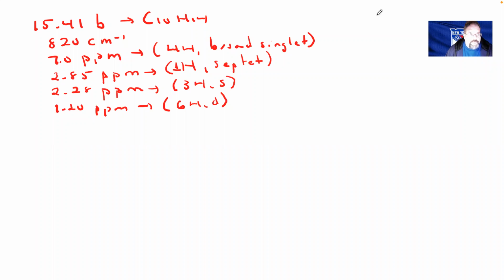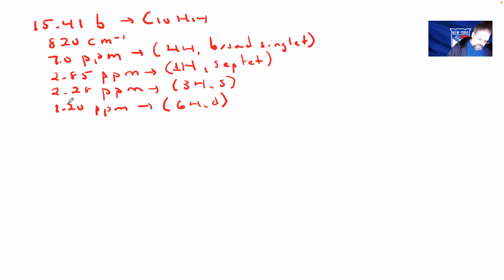Okay, so let's look at 15.41b from chapter 15 and more spectroscopy. Again, we have the chemical formula C10H14. In the IR, the peak of interest would be at 820 inverse centimeters. We'll talk about the usefulness of that shortly. At 7 parts per million, we have a 4 hydrogen, another broad singlet. At 2.85 parts per million, we have a 1 hydrogen septet. At 2.28 parts per million, we have a 3 hydrogen singlet. And at 1.20 parts per million, we have a 6 hydrogen doublet.